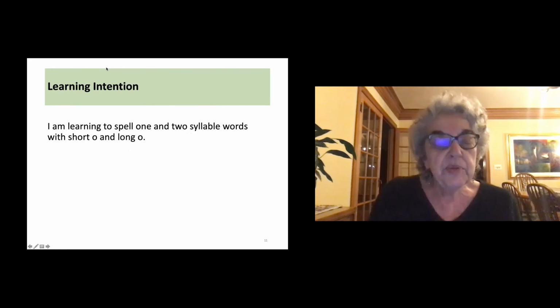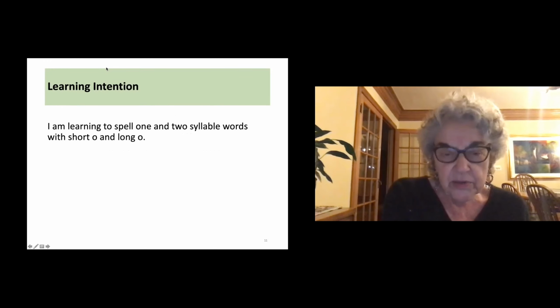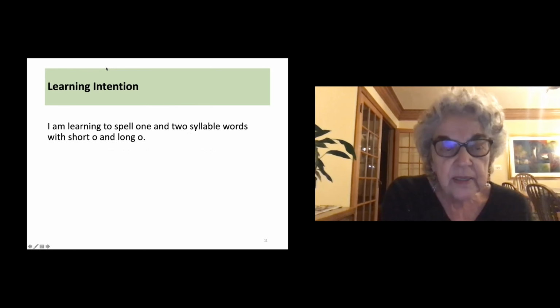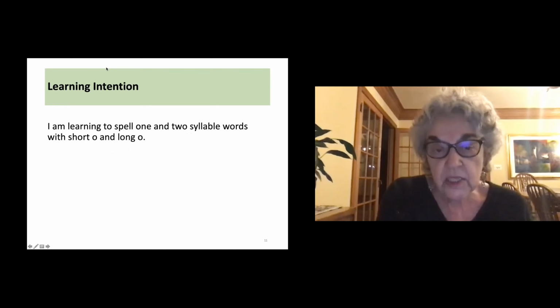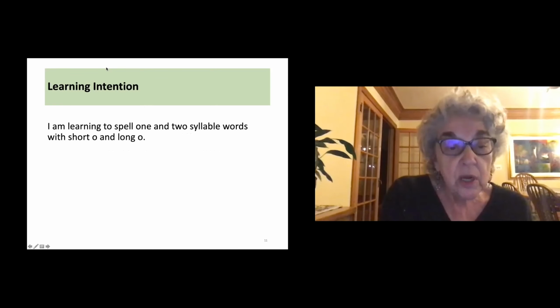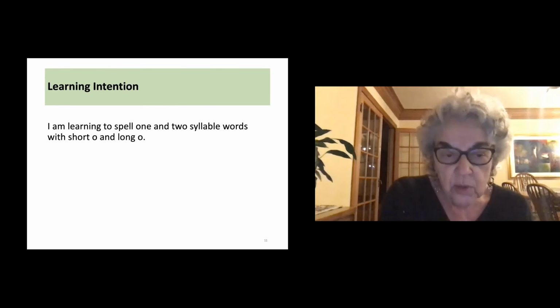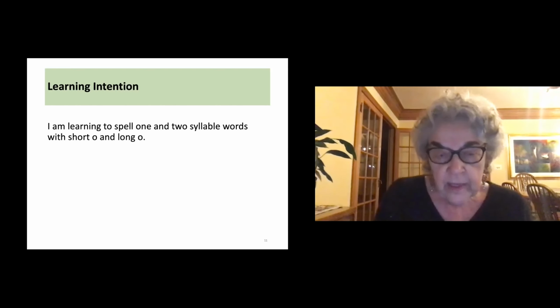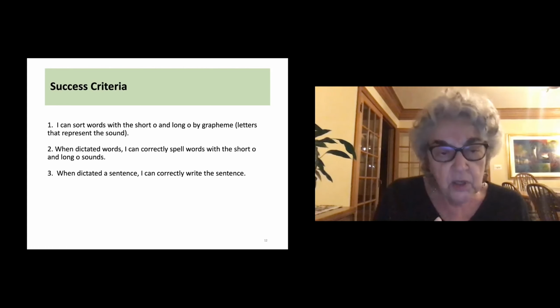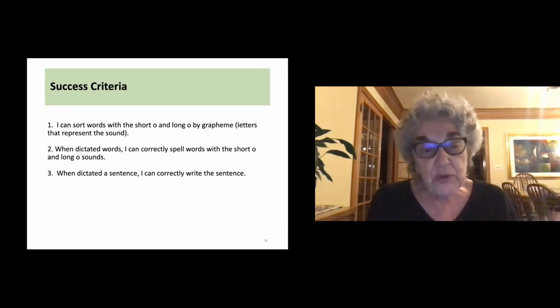So put your finger on the word I on your screen. And as I read it, you read it with me, our learning intention, and go. I am learning to spell 1 and 2 syllable words with short O, the sound ah, and long O, the sound O. Short O, ah, long O, O. And these are the ways that you can see if you're learning it.